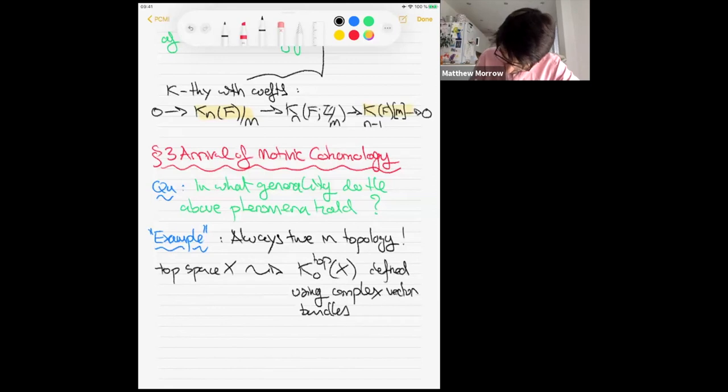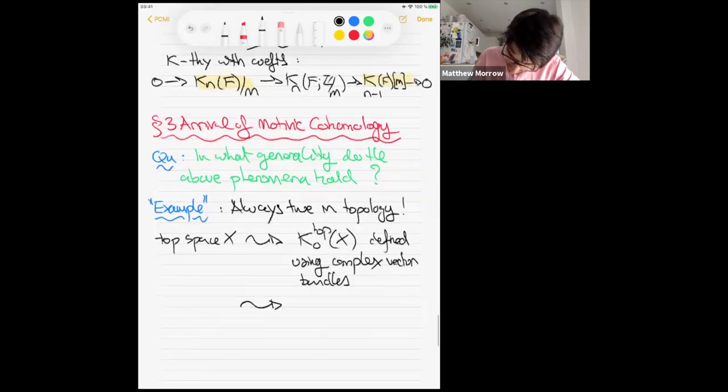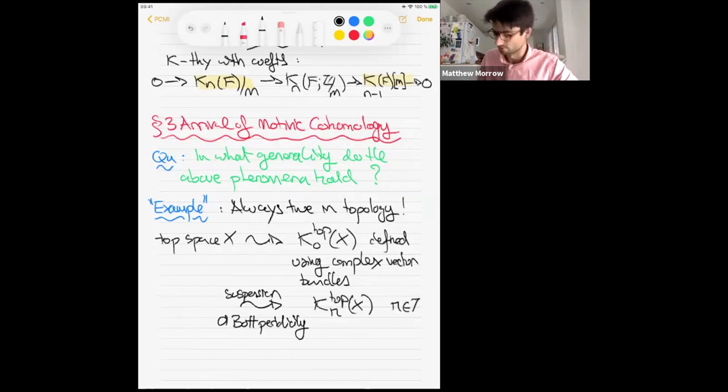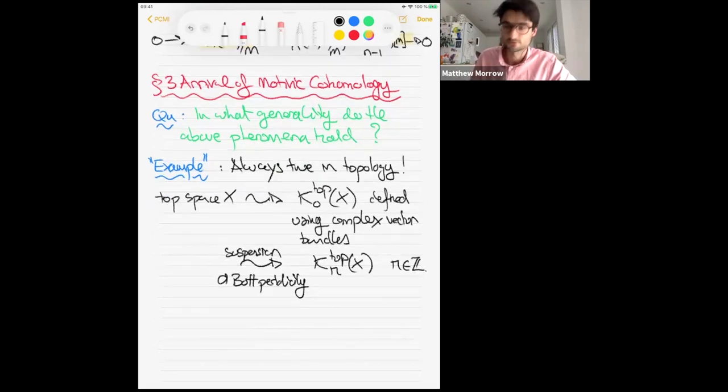And then you can do a little bit more work using suspension and Bott periodicity tricks to produce a whole slew of K groups, over all integers. And so this gives you the analog of the algebraic K theory that we're studying, but for topological spaces, it's of course much older than the story of algebraic K theory.